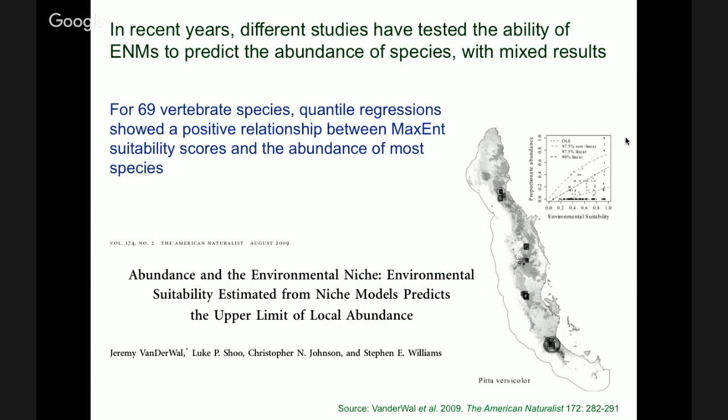Jeremy and his colleagues proposed that this triangular relationship comes because in the highly suitable environments, you may have low and high abundances because there are other local factors that are not included in the modeling exercise that affect abundance. In terms of the niche theory language, there are other Eltonian variables which affect the abundance more than these Grinnellian variables that we normally use in niche modeling.